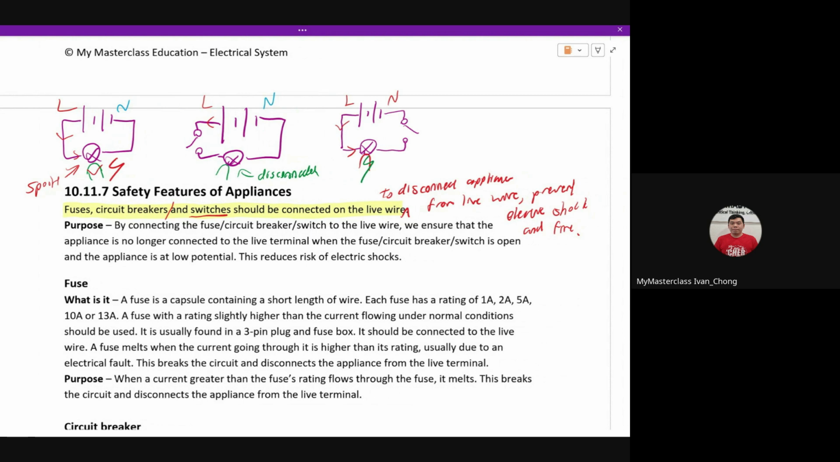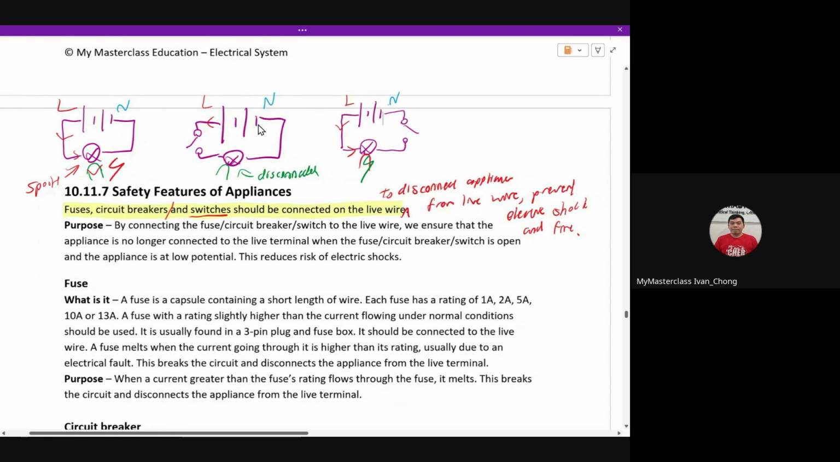So the thing is, we always put your safety features and your switch at the live wire because you want to disconnect it straight away. So you can see the three scenarios. If you don't have the switch, you will die. If you have the switch, no current flows through at the live wire. But if you put it at the neutral wire, or you connect your 3-pin plug wrongly, what happens is you die.